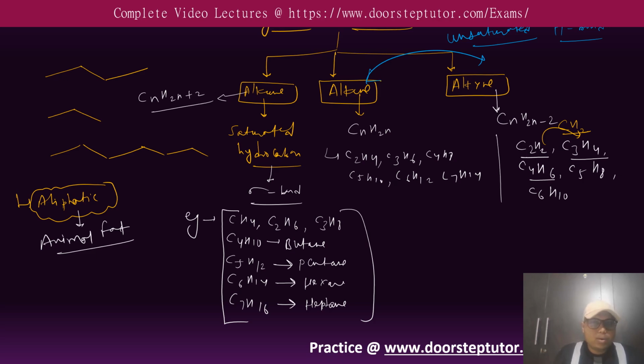The alkane is also known as paraffin, and the alkene is also known as olefin. So these are the simple things we know already about acyclic and open chain compounds. We have taken some examples here as well, and we can make the structures as well. That is not a big task.